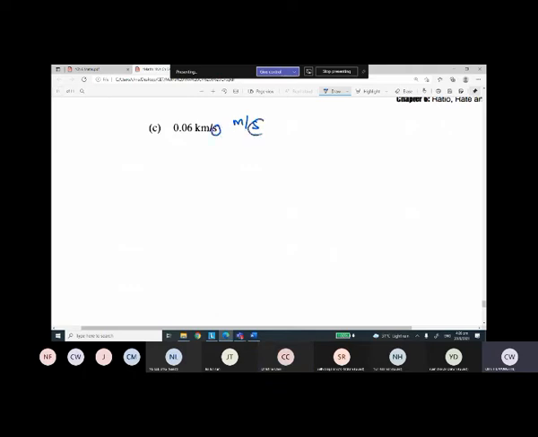Do you need to change the second or not? No, it's already there, no need. So all you need to change is what? Change kilometer to meter, right? You only change one. So again, the same thing. You must write down 1 km equals 1,000 meters. You must write down this one, okay? So if it's 0.06 km, how many meters? 0.06 times 1,000, right?